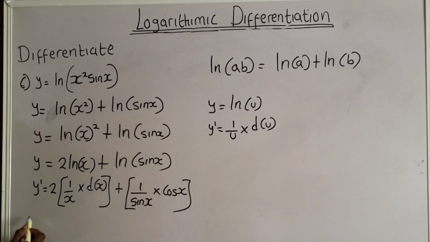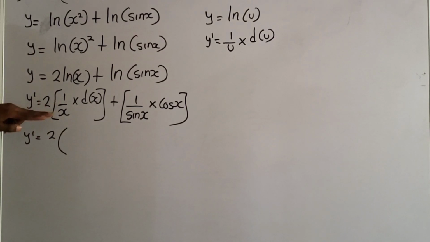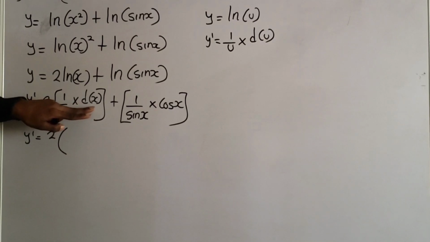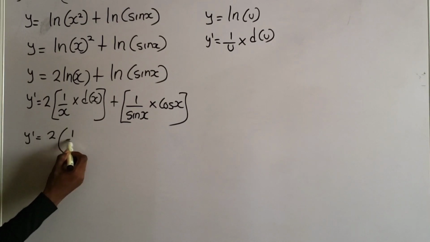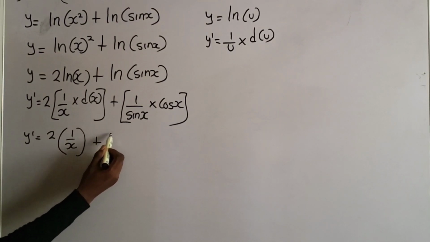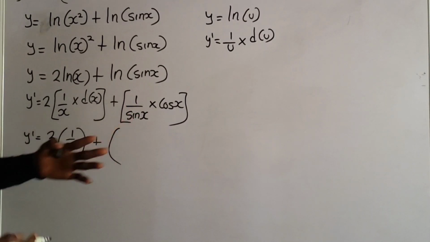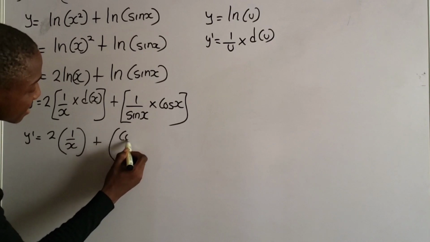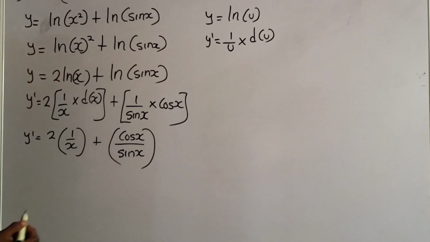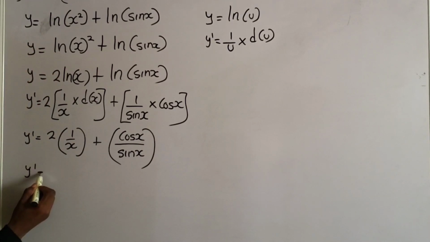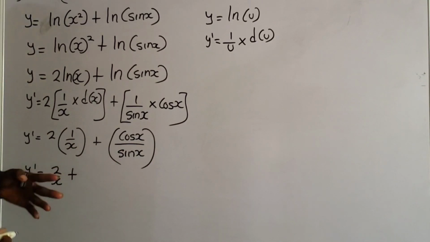Okay, let's proceed. The derivative of y is equal to 2 into bracket 1 over x multiplied by dx. If you differentiate x, you are going to get 1 according to the power rule of differentiation. So I'm going to have 1 over x plus 1 over sine x multiplied by cos x, that is cos x all over sine x. So the derivative of y is equal to 2 over x plus cos x over sine x.